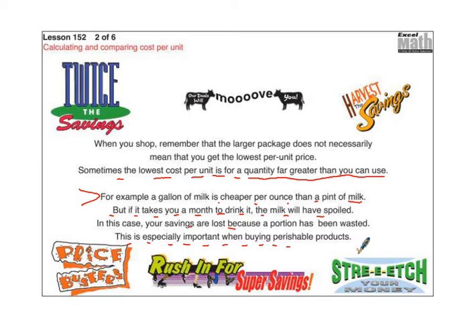Do you guys know what that big word means? Something's perishable, it's able to, come on, say it. Perish. To perish. What does it mean to perish? Throw away. To die, right? So the food can die, or it can go bad.